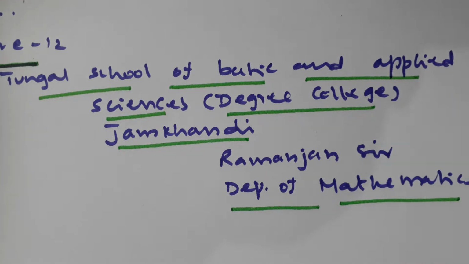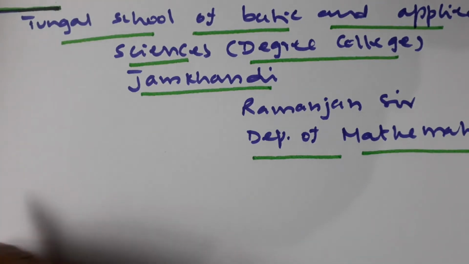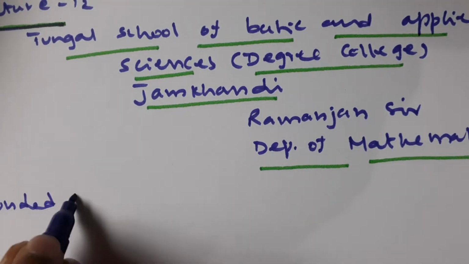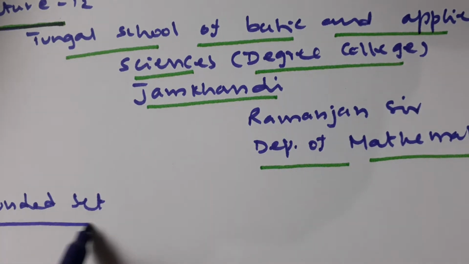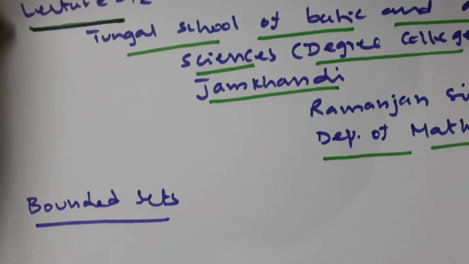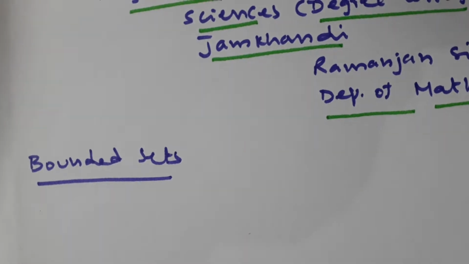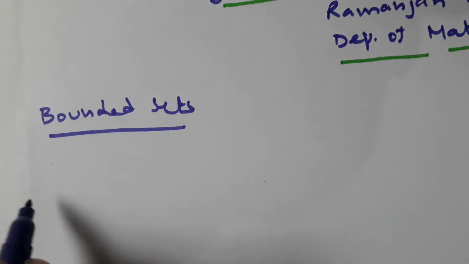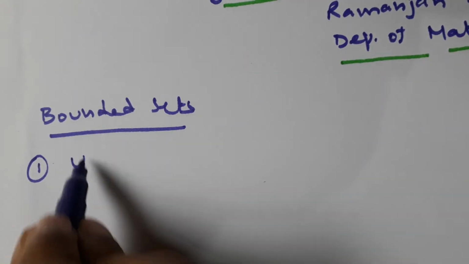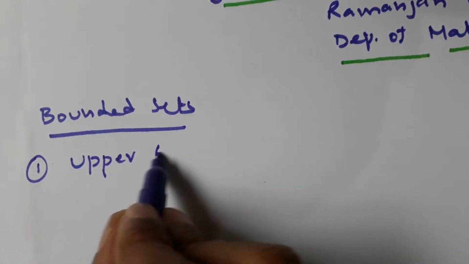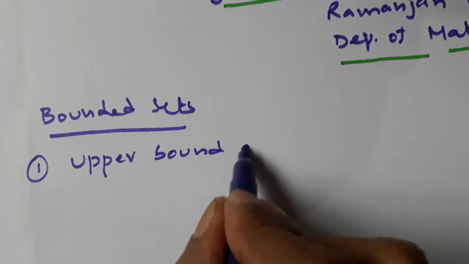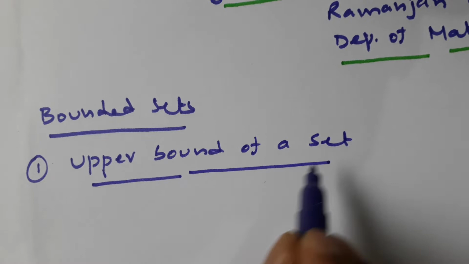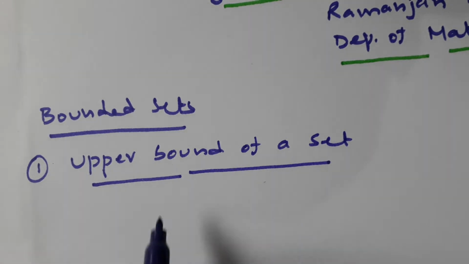So let us discuss the bounded sets. First one, upper bound of a set. A set is there, the finite set, as it has the upper bound and lower bound.